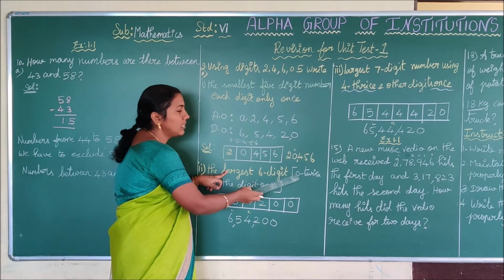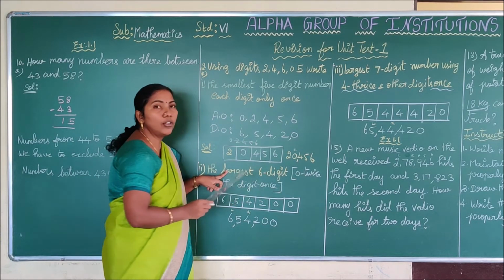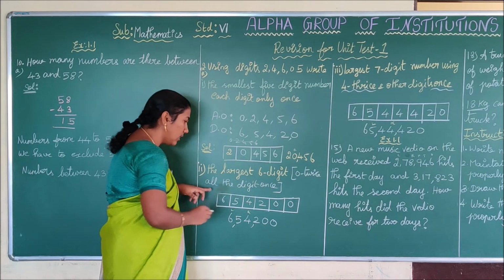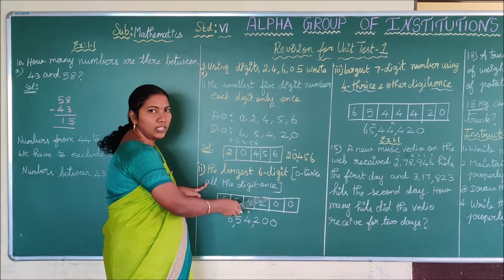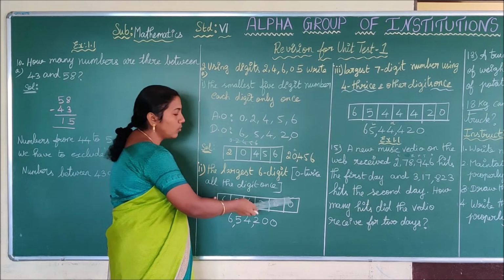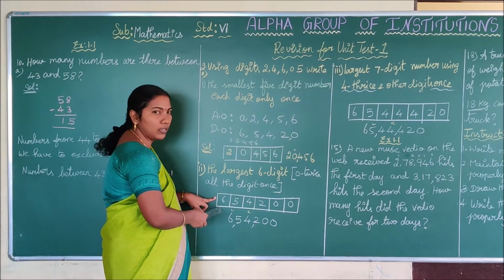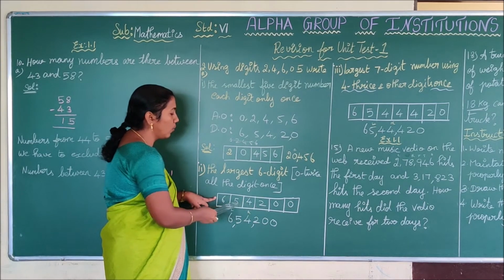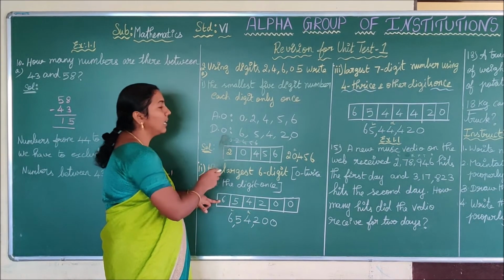Is it clear? What is the condition? 0 twice. You have to use the number 0 two times and all the other digits once. Now we are going to form the largest 6-digit number. So you have to draw a box containing 6 boxes: 1, 2, 3, 4, 5, 6. Here you have to take the descending order.